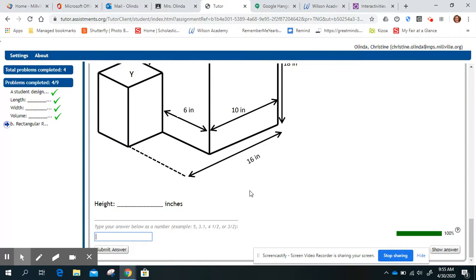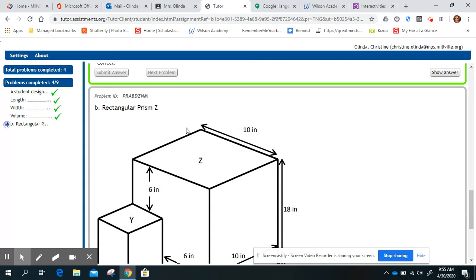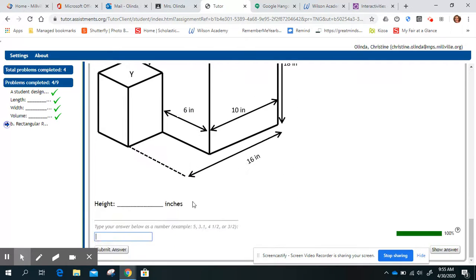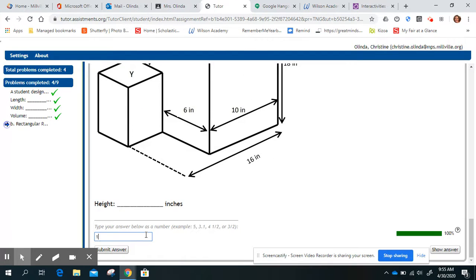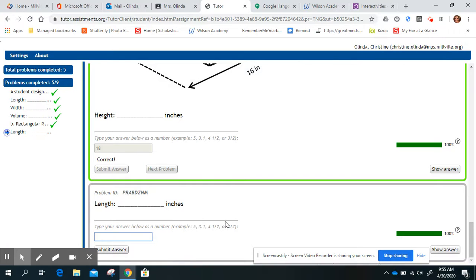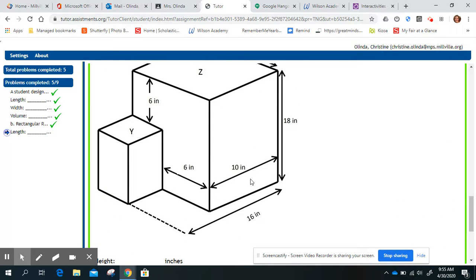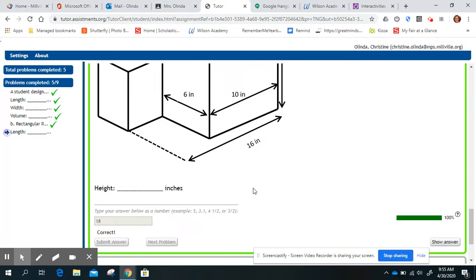Now I'm looking at rectangular prism Z, the bigger prism, and they want to know the height. And luckily, they already have the height here for me, so I know how tall it is. It's 18, so I can just type that in. I don't have to figure it out. And they're asking me for the length, and they already did give me the length. It's 10. I don't have to figure that out either.